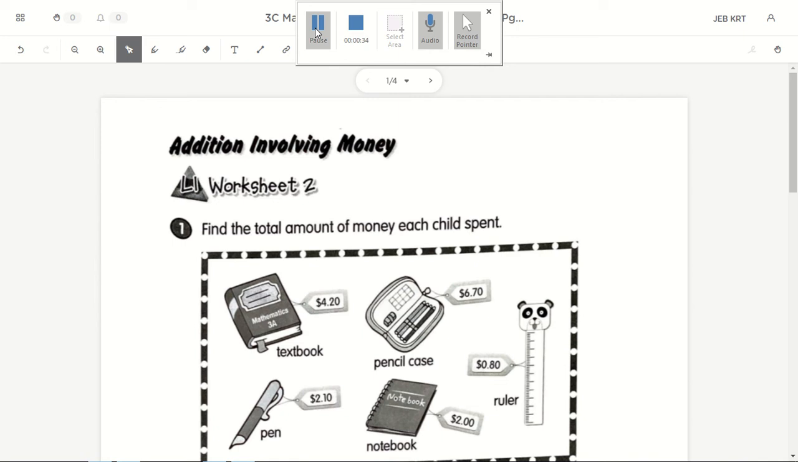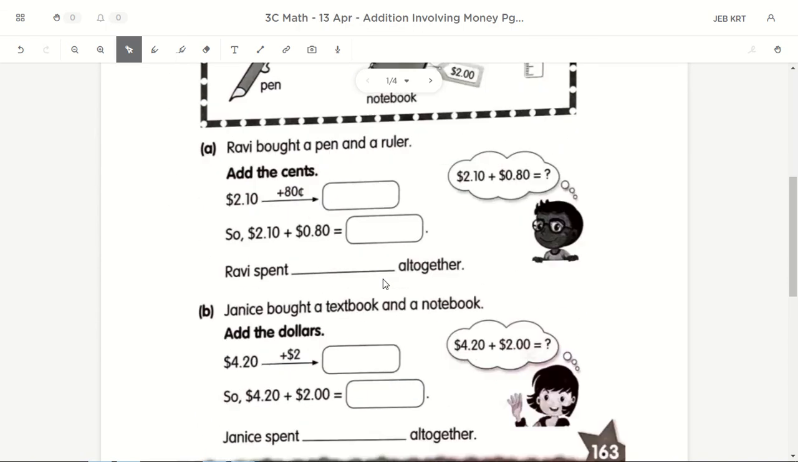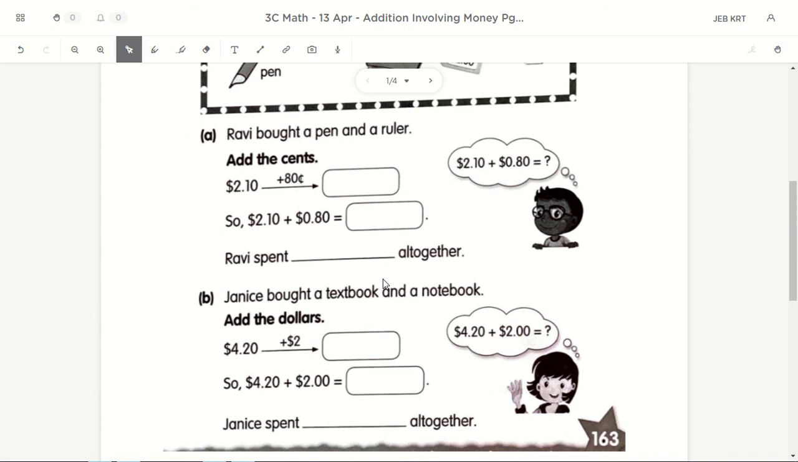So as I go through the work with you, please make sure that you listen carefully and then you make the necessary changes to your answers in your homework. Okay, so let's get started. So page 163 is quite nicely done, because you either just add the cents or the dollars. So this page I'll go a bit faster.